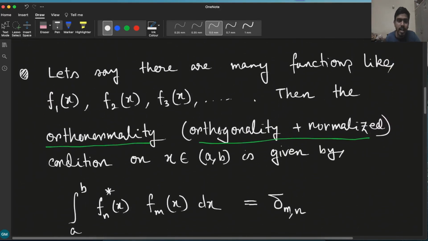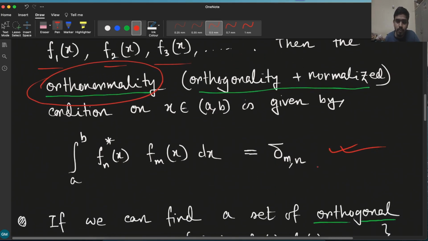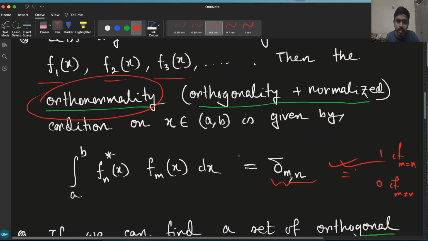And also this orthonormality, what do we mean by orthonormality? It's basically orthogonality plus normalized. So for example, if we have functions like f1(x), f2(x), f3(x), then those sets of functions we will call orthonormal if they satisfy this condition, where this delta of mn means that when m equals n, delta of mn will be 1, and it is 0 if m is not equal to n. So that means if we are doing the inner product between two different functions, then the inner product will be 0.